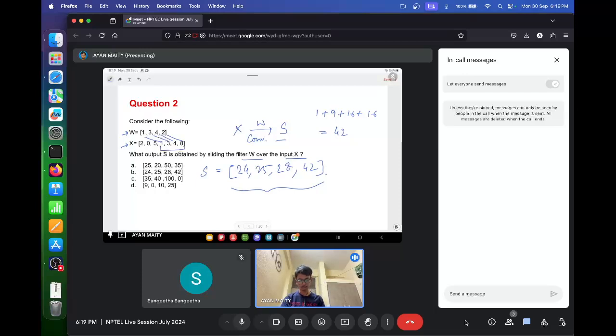So we just have to slide the filter W over X and take the point-wise multiplication and take the sum for every element of the output S. So correct option is B, 24, 25, 28, 42.